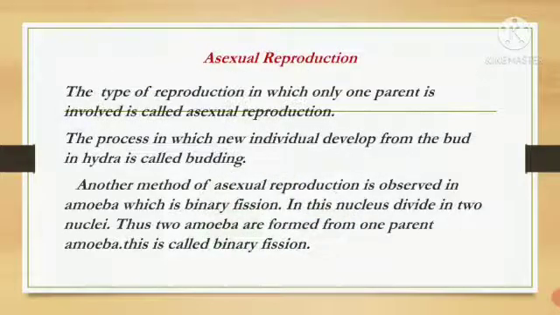Next we have asexual reproduction. The type of reproduction in which only one parent is involved is called asexual reproduction.